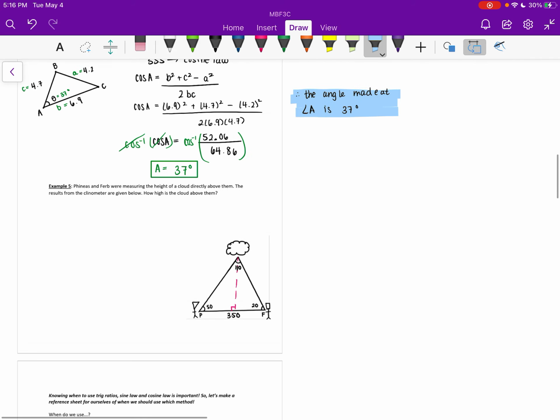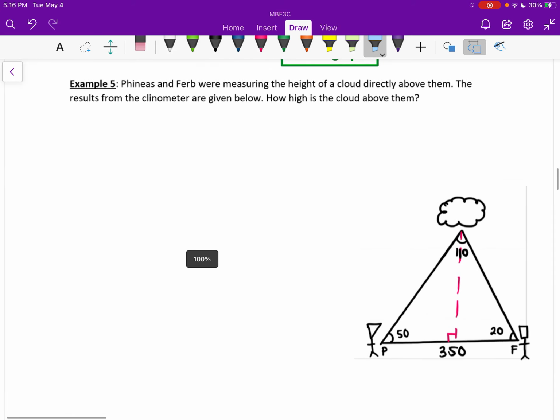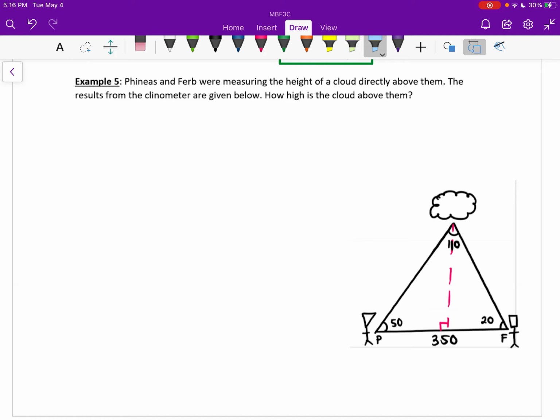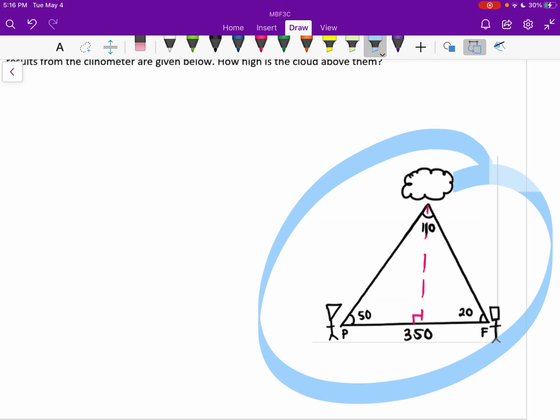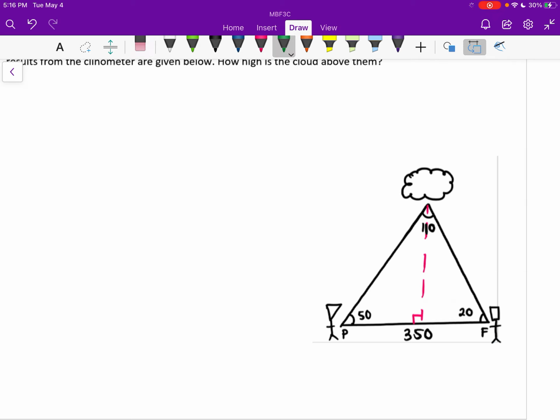All right. And now, last but not least, it says, Phineas and Ferb were measuring the height of a cloud directly above them. The results from the clinometer are given below, right? So it says Phineas and Ferb. I drew out this little diagram for us, so we don't need to draw it, right? But we have Phineas over here, which is labeled by P. We have Ferb over here, which is labeled by the F. And then we have our cloud up here, which I'm going to label as C because I want to have a value for that, right?